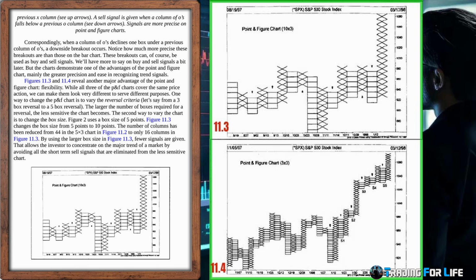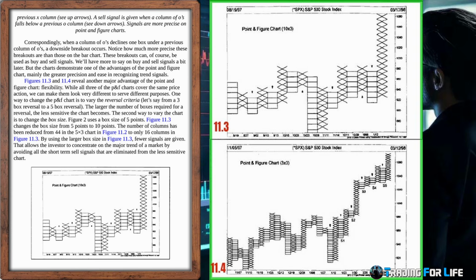The larger the number of boxes required for a reversal, the less sensitive the chart becomes. The second way to vary the chart is to change the box size. Figure 11.2 uses a box size of 5 points. Figure 11.3 changes the box size from 5 points to 10 points. The number of columns has been reduced from 44 in the 5x3 chart in Figure 11.2 to only 16 columns in Figure 11.3. By using the larger box size in Figure 11.3, fewer signals are given.